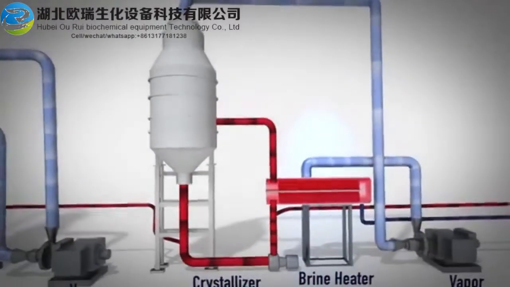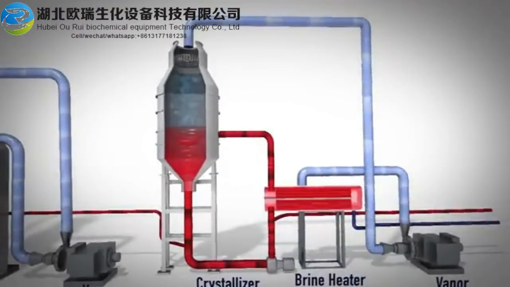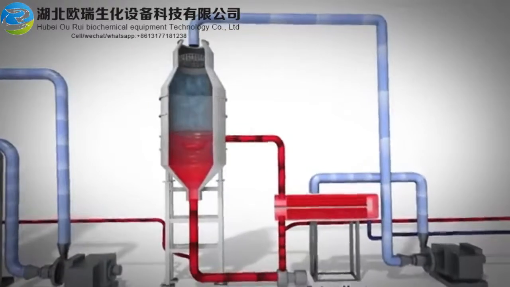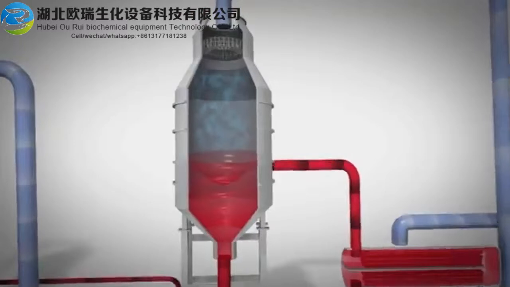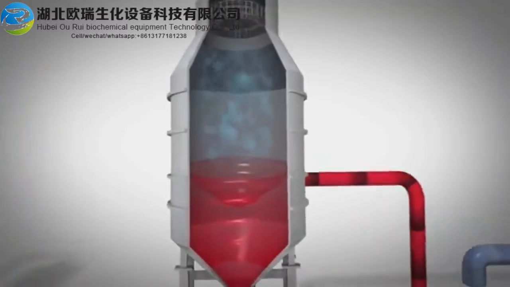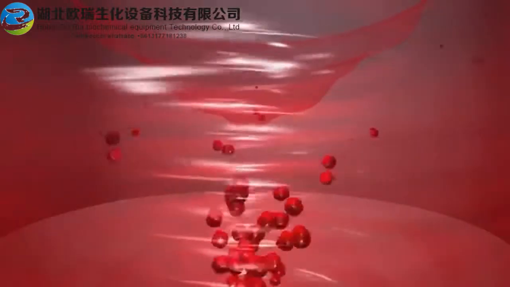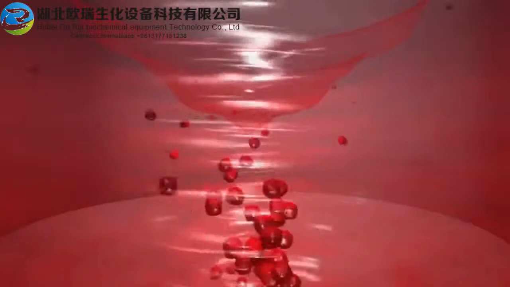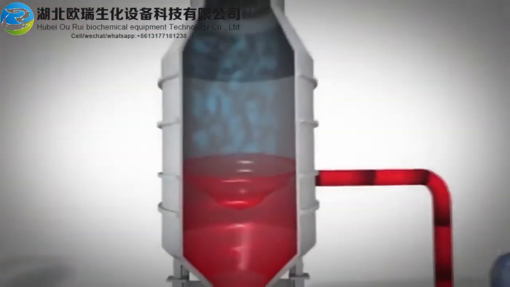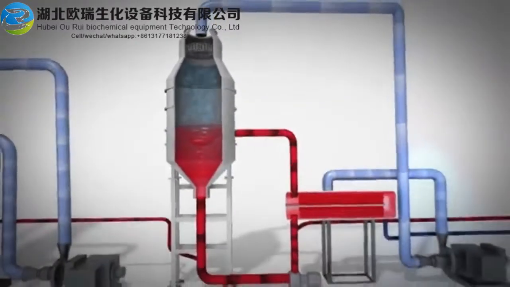The heated brine then enters the crystallizer vapor body. Upon entering the vapor body, the heated brine flashes. When the brine flashes, water evaporates from the brine as steam vapor. This concentrates the brine, and crystals form in the circulating brine. The flashed vapor in the vapor body flows through the mist eliminator to the vapor compressor.